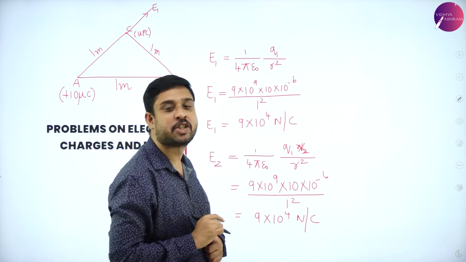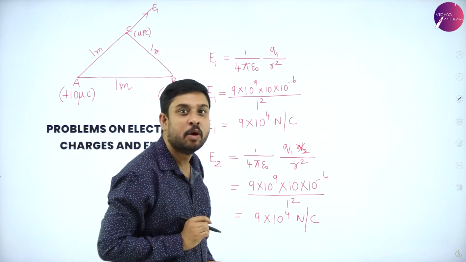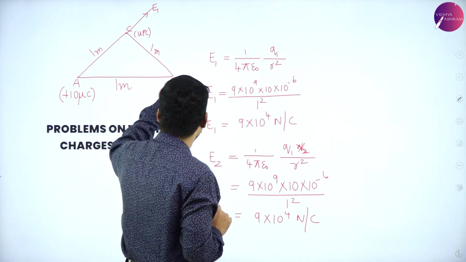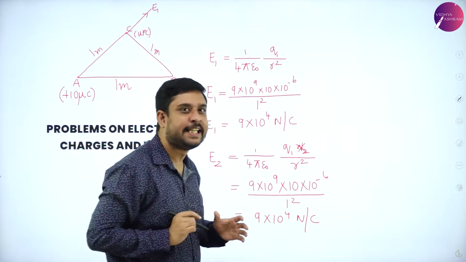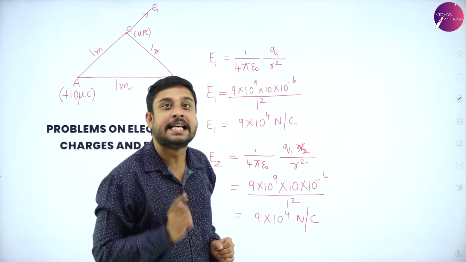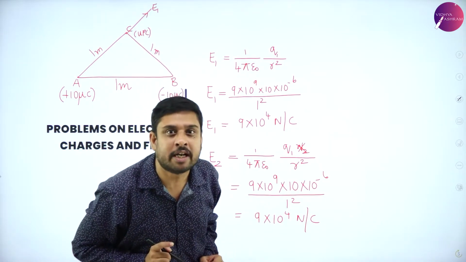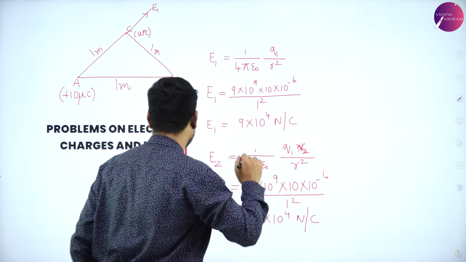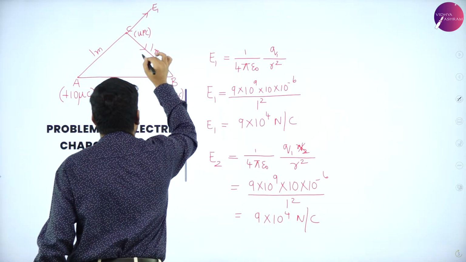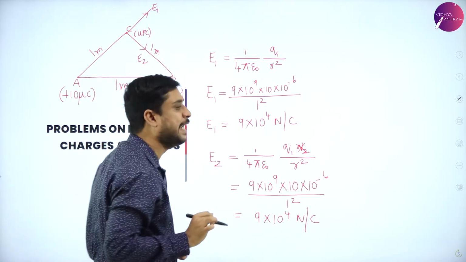What is its direction now? At C, positive charge UPC. At B, negative. Electric field lines start from the positive charge and end on the negative charge. So start from positive, end on negative. This is E2.